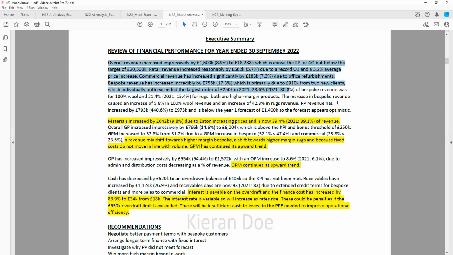So you copy your conclusions because they've got the main numbers. They've got the main factual points. Our overall revenue went up by 1.5 million to this, which is above the KPI. That's in the main body of the report, and it's also in the conclusions. That's the key headline number for revenue. That needs to be in the exec summary as well. That's factual. So if you rewrite that for your conclusions and then rewrite that for your exec summary, it's going to more or less look the same, because it's going to have increase, 1.5 million, 8.9%, what it's gone up to, so the 18.288 million, above the KPI of 4% and below the target. There's only so many different ways you can write that.